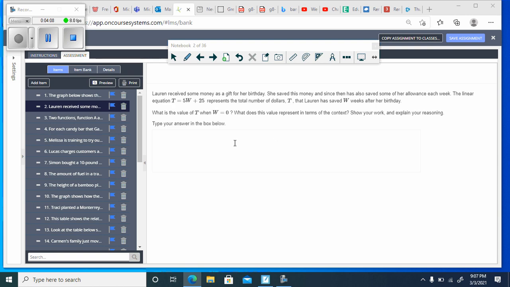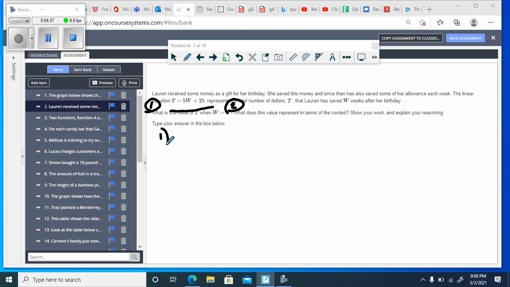Lauren received some money as a birthday gift, or as a gift for her birthday. She saved this money, and since then she has saved some of her allowance each week. The linear equation represents the total number of dollars, T, that she saved W weeks after her birthday. What is the value of T when W is 0? Well, let's see. That's the first thing they ask us. And then it says, what does this value represent in terms of the context? Show your work, explain your reasoning.